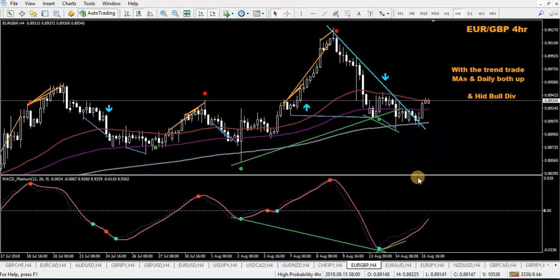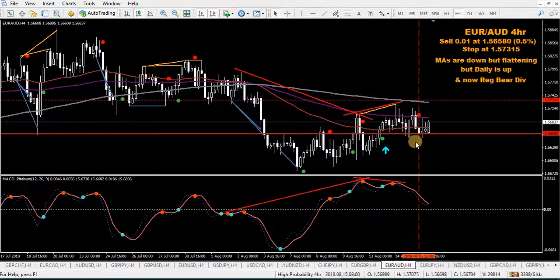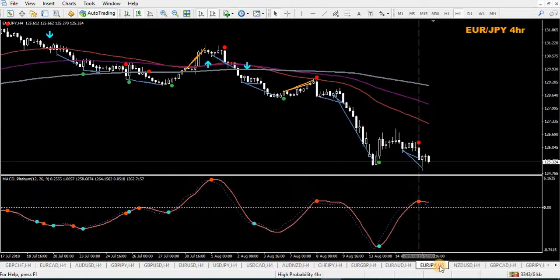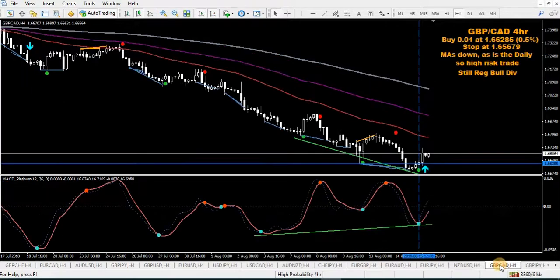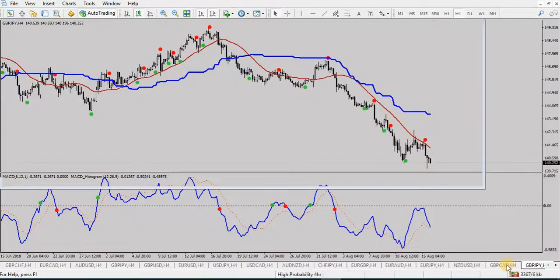But look at the MACD heading up, price is down, so there's plenty of divergence there. Euro Aussie in a sell, not going too well by the looks, but stop in place. You can see all my divergence. Euro yen, nothing happening. New Zealand, again waiting to go to the buy side. Pound CAD in a buy trade here, heading up nicely. So what's that one? No, just an experiment.